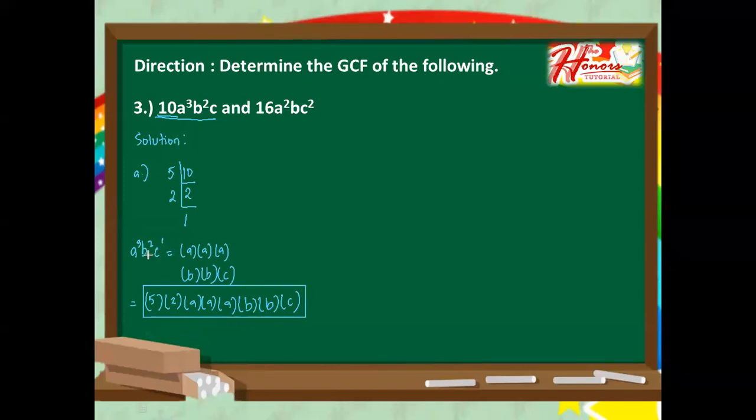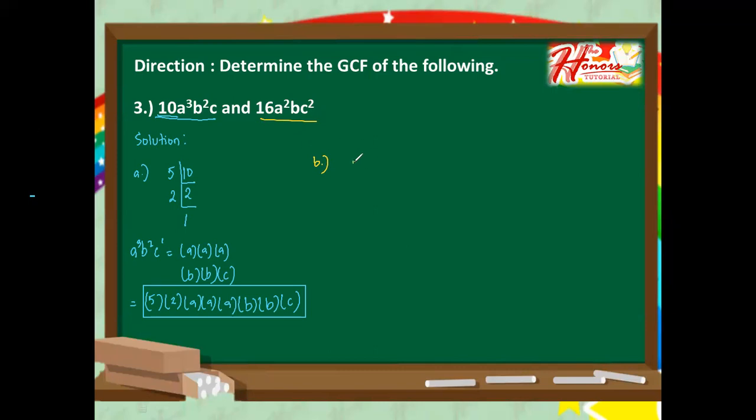For the variables, I'm just letting you see how to expand it. But remember, during part 1 of this video, I have mentioned that there is an easier way than having this expanded. Okay? So you should master it. And if you haven't watched it yet, then visit our YouTube channel, the Honors Tutorial, and look for it. For letter B, we have here 16a squared bc squared.